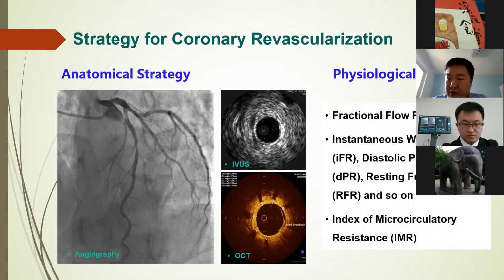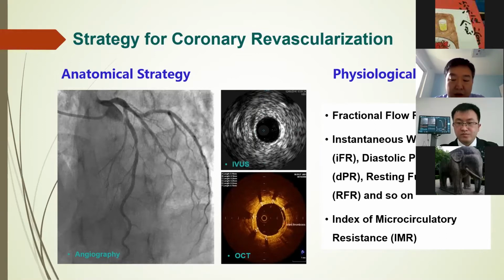For the physiological strategy, there are many kinds of physiological parameters. I think the most famous is the fractional flow reserve, that we call the FFR. Most of the people know this part. Another very famous one is the instantaneous wave-free ratio, that's iFR, because iFR is from the Philips company. But different companies, for example, Boston Scientific or Abbott, have different names. For example, they use the diastolic pressure ratio and the resting full-cycle ratio.